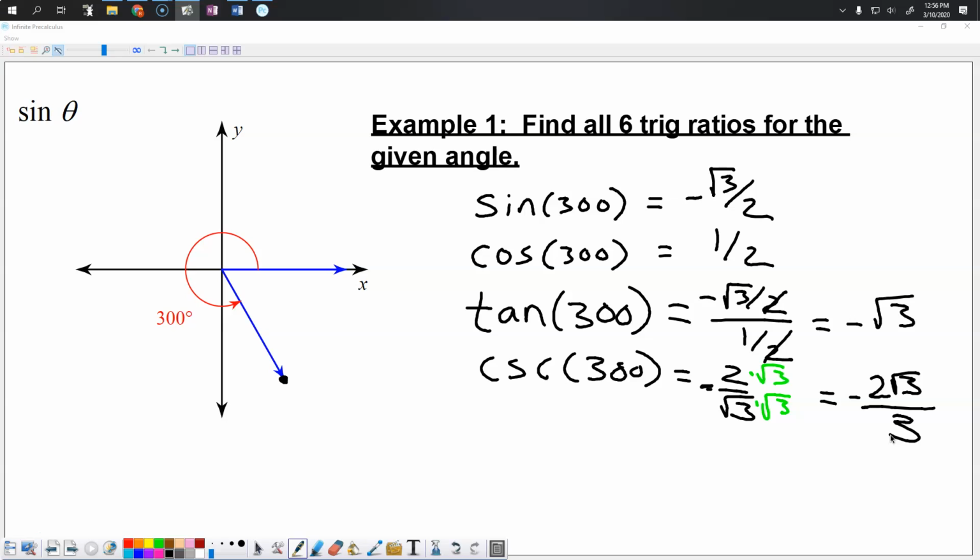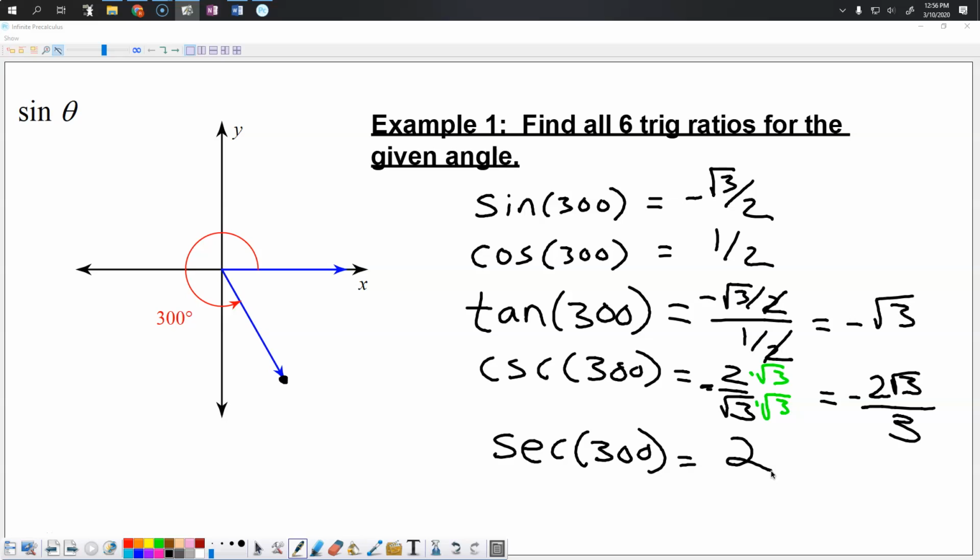There's cosecant. Let's do secant of 300. What is secant? Good. So we're just going to take our answer from cosine and we're going to flip it. So instead of 1 over 2, it's going to be 2. But you could say 2 over 1 if you want to. I'm just going to say 2.